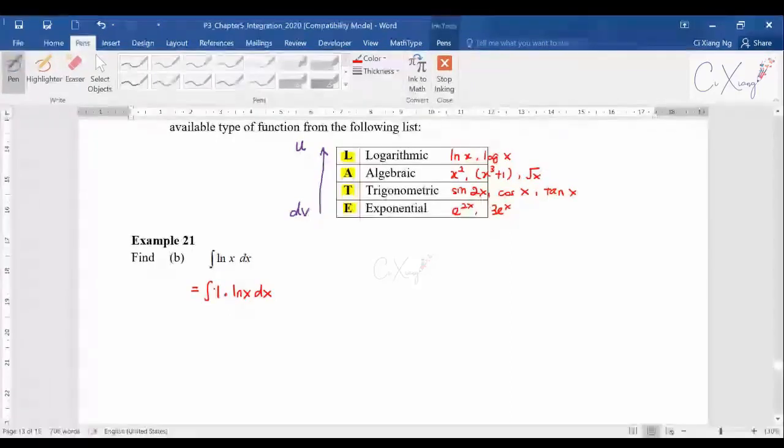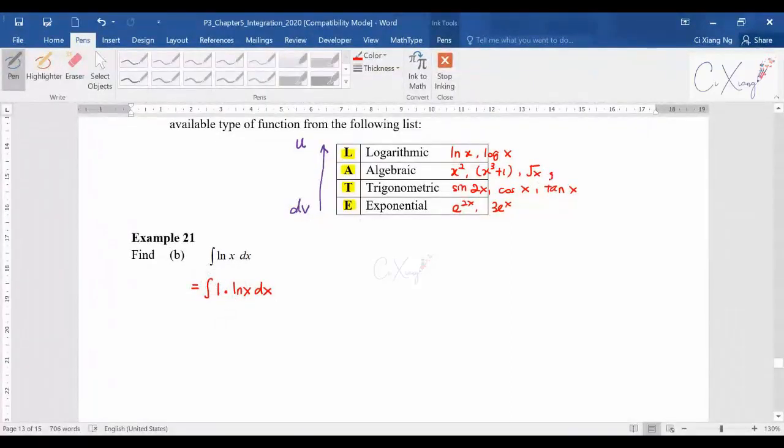Then maybe you will ask, what is the 1? Sorry, I forgot to tell you just now. The 1 belongs to algebraic function, constant. 1, 2, 2x, 2x squared, all those things belong to algebraic functions. Okay, so again, my equation is integral of u dv equals uv minus integral of v du.